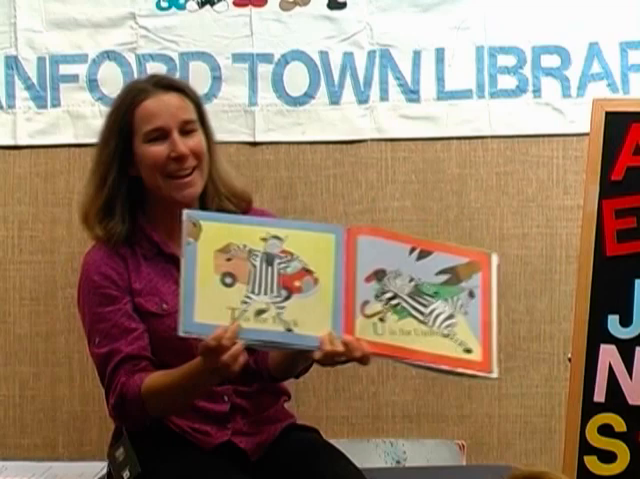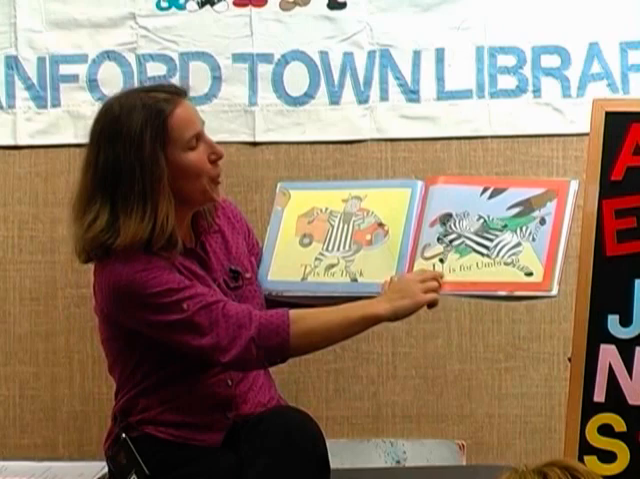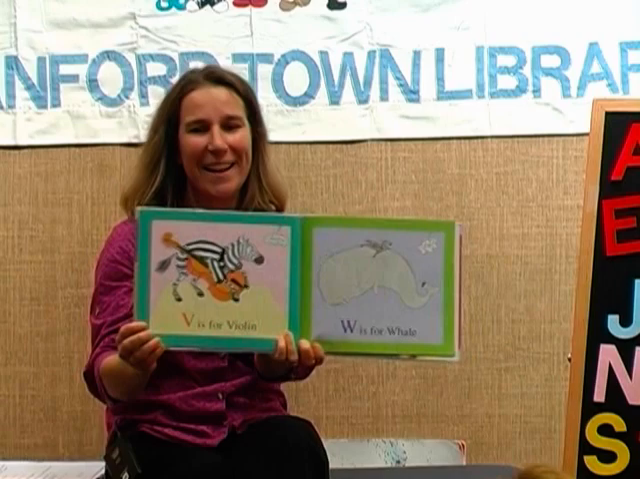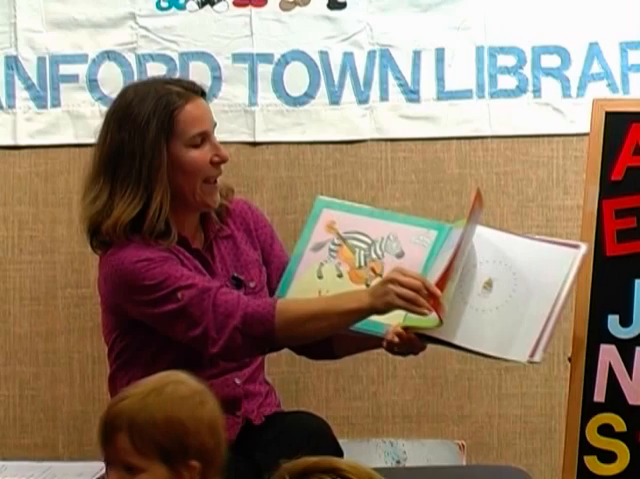T is for truck. Look at zebra protecting the truck. U is for umbrella. V is for violin. W is for whale. X is for xylophone.